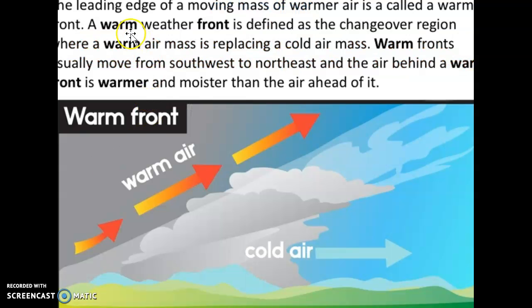Your definition of a warm front, the leading edge of a moving mass of warmer air. A warm front is defined as the change over a region where warm air masses are replacing a cold air mass. Warm fronts usually move from southwest to northeast, which is interesting, and the air behind a warm front is warmer and moister than the air ahead of it.